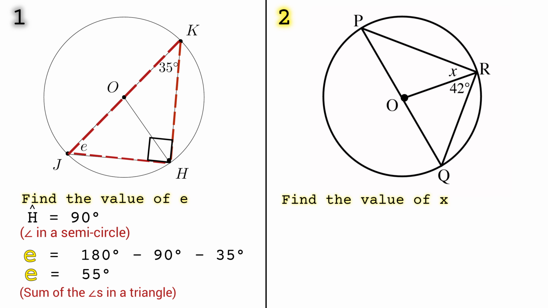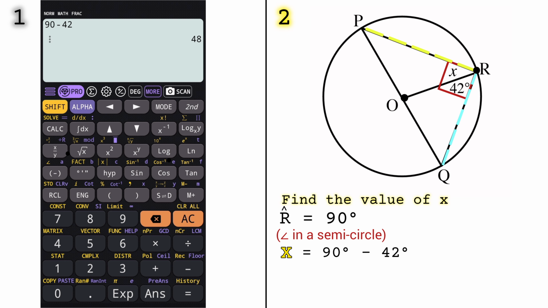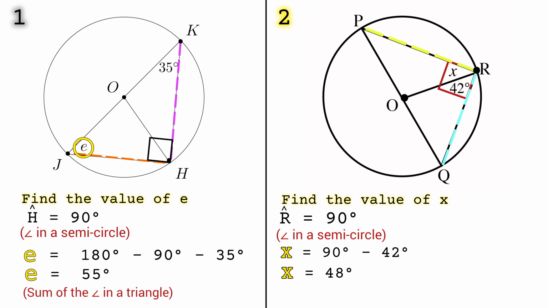In the second example, this whole angle is a 90 degrees angle. It is an angle in a semicircle. It is formed by two chords that are drawn from the two ends of a diameter and meet at one point on the circumference of the circle. To find the value of x, we minus 42 degrees from 90 degrees, which will give us 48 degrees. So the value of x is 48 degrees.